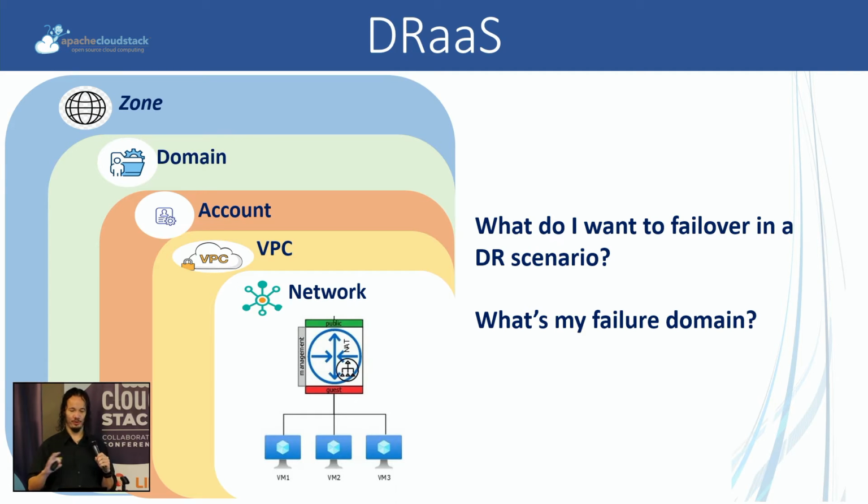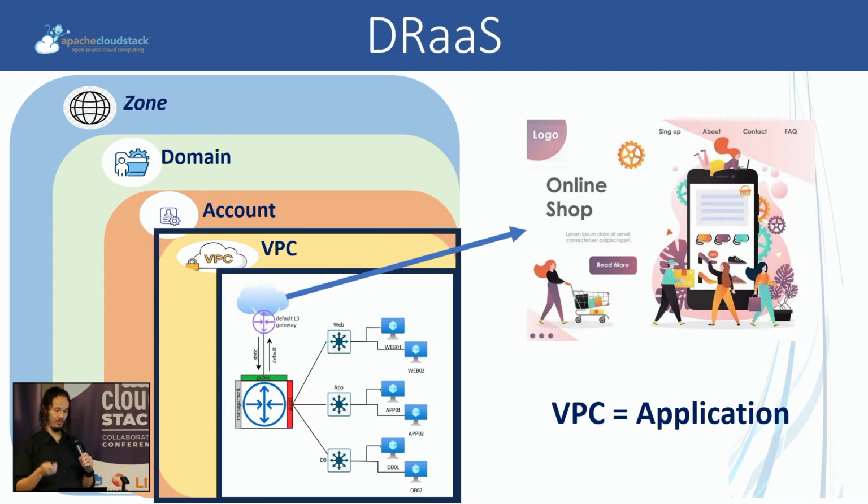What do I want to fail over? Which of my VMs? What's really important for my business? I could potentially fail over an entire account, entire domain, or zone. In this case, my failure domain is a VPC. I have a 3-tier application running an online shop. That's what I want to move to another zone and get it up and running as quickly as possible. So my VPC is my application.